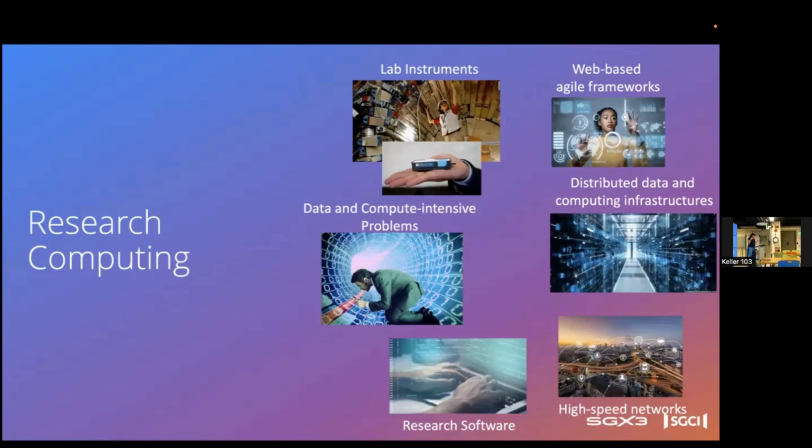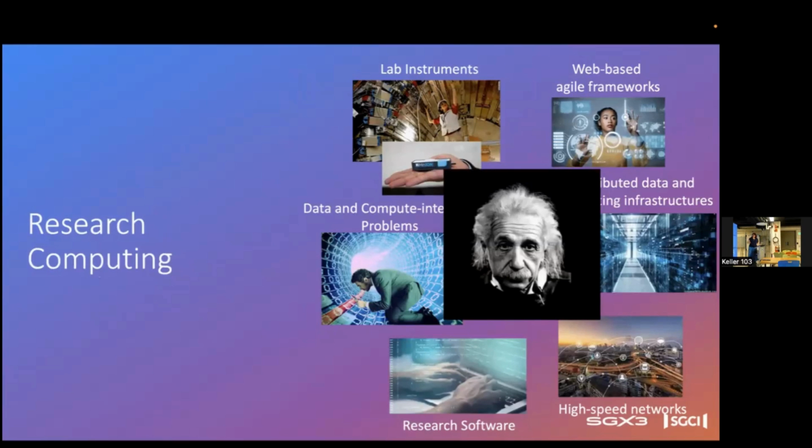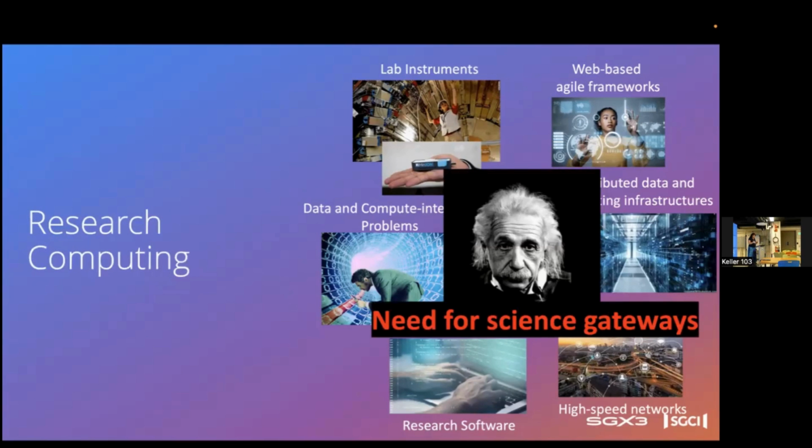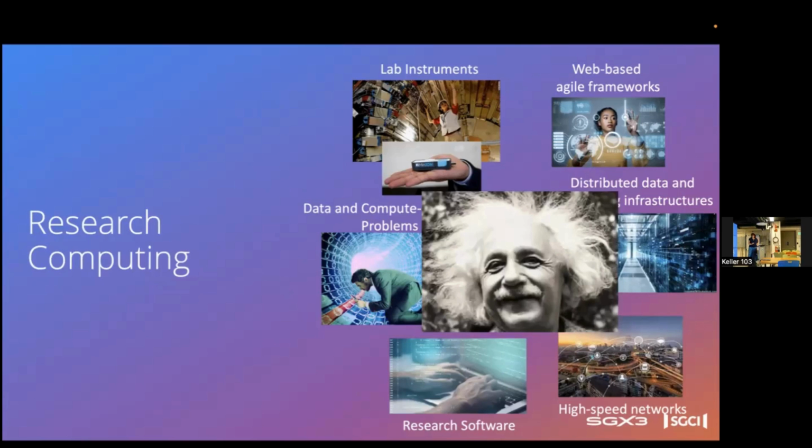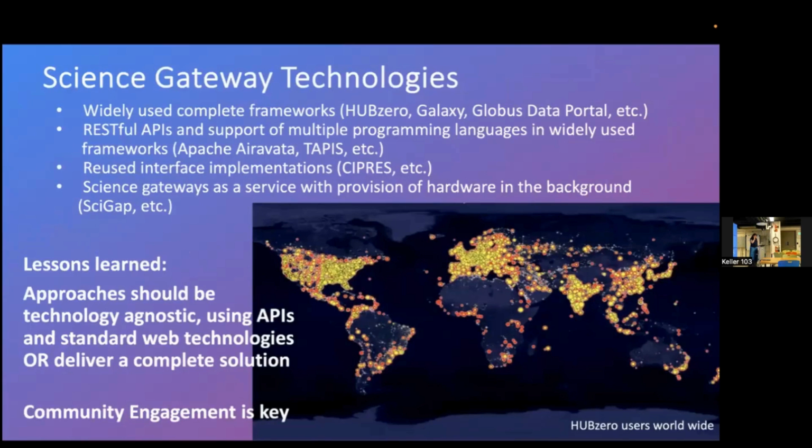We have web-based agile frameworks. We have all these distributed computing infrastructures, high-speed networks, and research software. And on the other hand, all these data and compute-intensive problems. And the researcher in the middle, the ones who are not directly in computational science. So we need science gateways. We need something that is very usable to make sad-looking researchers into happy researchers. And that is what we do with science gateways.